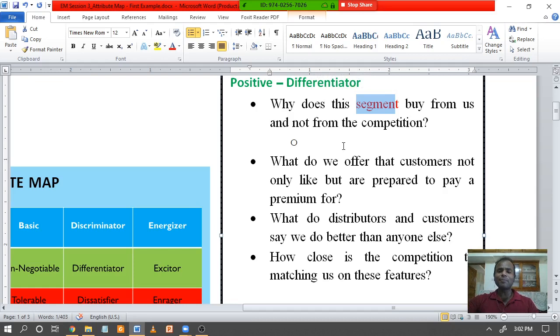Now what does the segment buy from us and not from the competition? If I ask you, what is that one thing they can get from us which they will not get from other competition? What is that one thing in Karunya which they will not get in other universities, maybe in VIT, SRM, or the other colleges? What is that one thing that you will get in Karunya that you would not get in other universities?